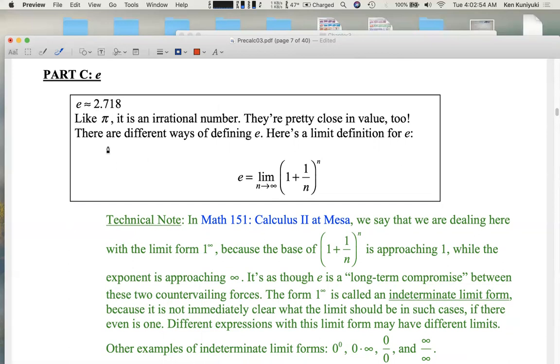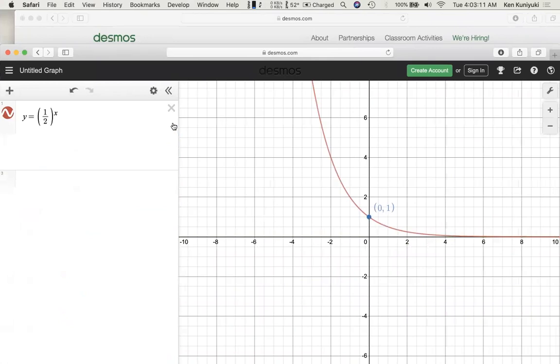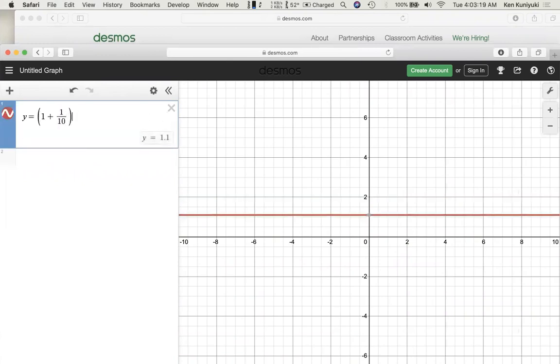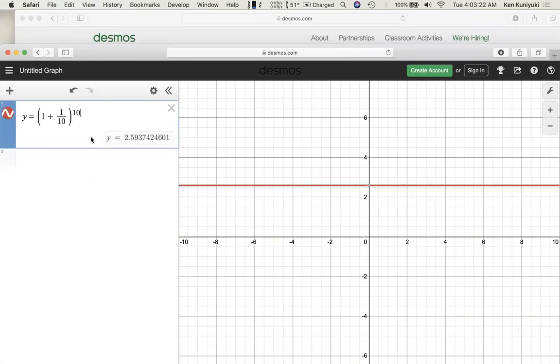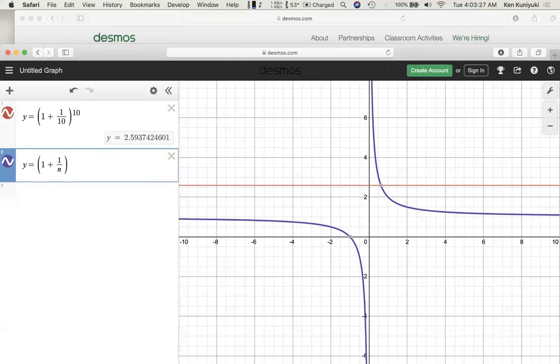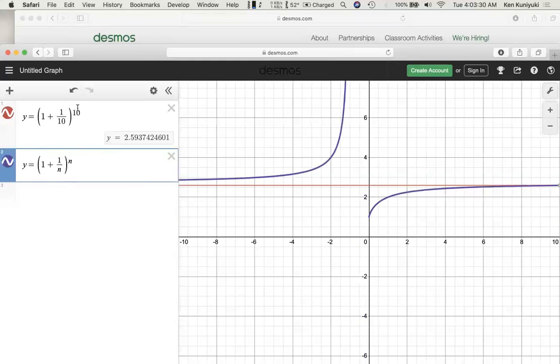There are various ways of defining E, many ways of defining it in calculus. For example, here's a limit definition for E from calculus. So E is the limit of (1 plus 1 over n) all to the n, as n approaches infinity. In fact, we could try looking at the calculator function here. Okay, y equals (1 plus 1 over, let's say, 10) all to the 10th. This is of the form y equals (1 plus 1 over n) all to the n, where n takes the value 10. You can see it's about 2.6.